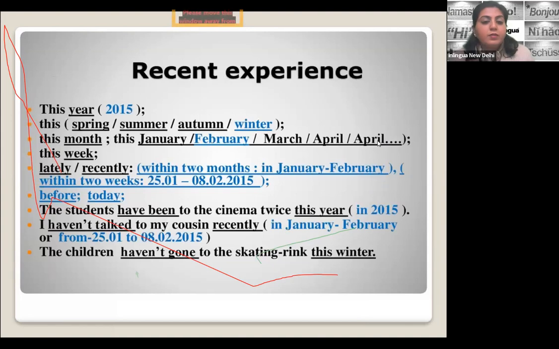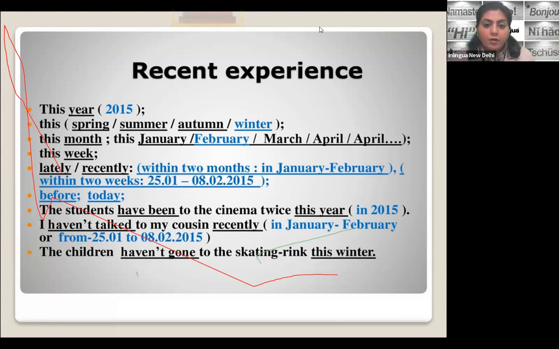Okay. Now, the third place where we use present perfect is a recent experience. For example, the students have been to the cinema twice this year, meaning not very long ago. The children have not gone to the skating rink this winter, meaning very recently. This is the winter season, and the children have not gone to the skating rink this winter.